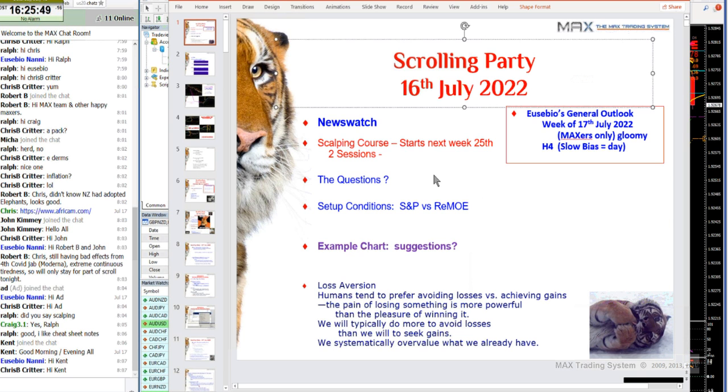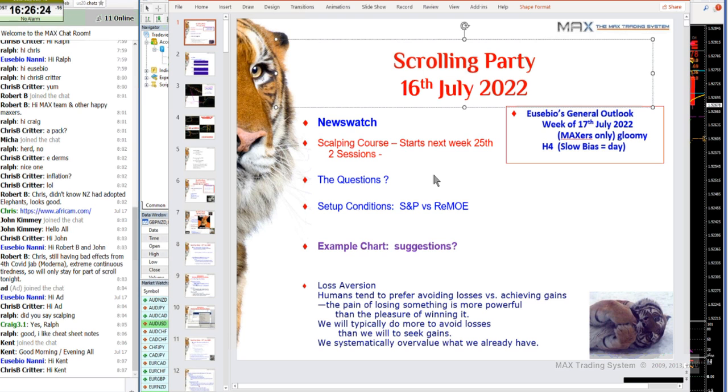And okay, so coming up, we've got a scalping course, not next week, but the week after. It runs for 2 sessions. Eusebio, do you want to talk a bit about it? We've run this a couple of times already. Ralph hasn't been trading much lately because of health problems, but was working with it and was going really well with it. I've been meaning to ask you, Ralph, but can you give us some idea on what sort of returns you were getting on a weekly or a monthly basis?